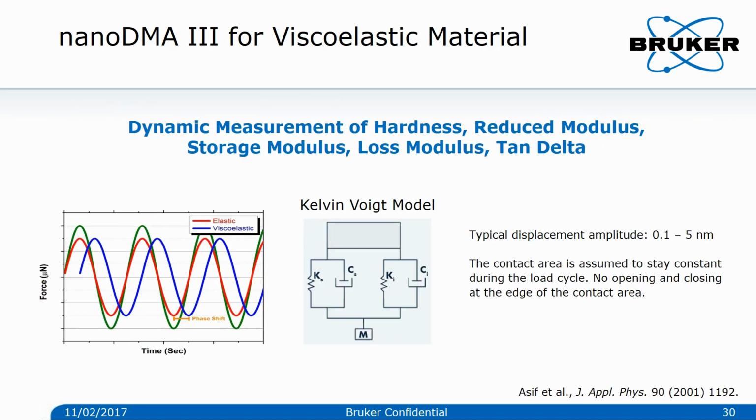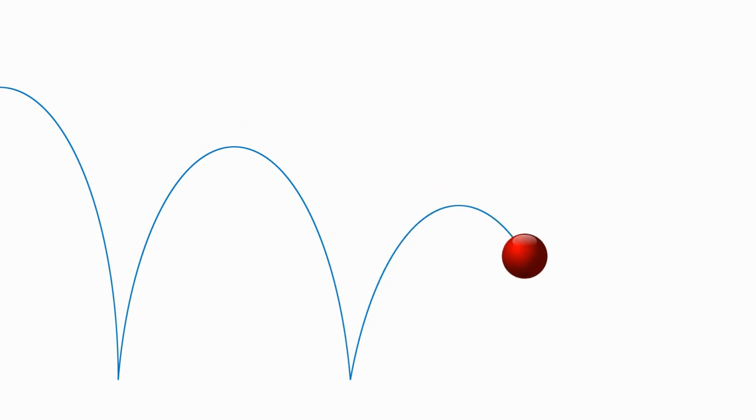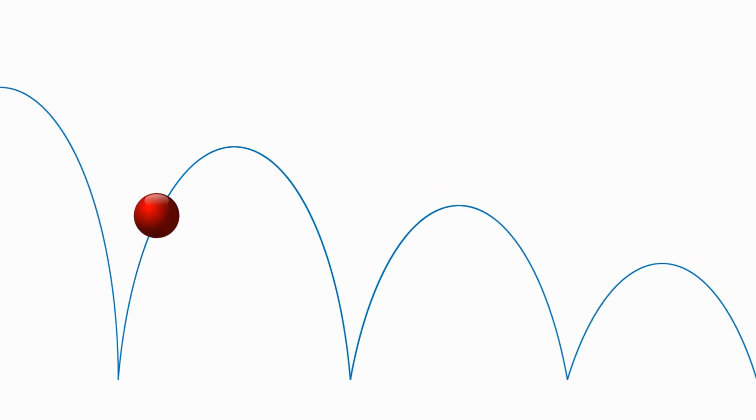In the nanoDMA test, a small dynamic amplitude of 1 angstrom to 5 nanometer will be applied. The contact area is assumed to stay constant during the load cycle. No opening and closing at the edge of the contact area is observed. Elastic deformation occurs in phase with the applied oscillating force. Viscoelastic deformation causes a phase shift.